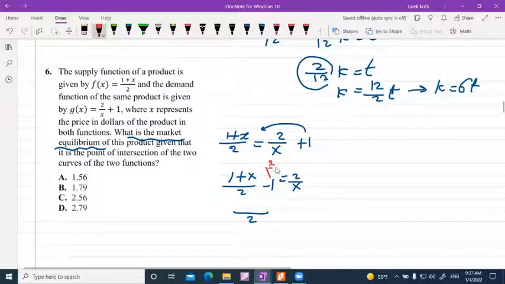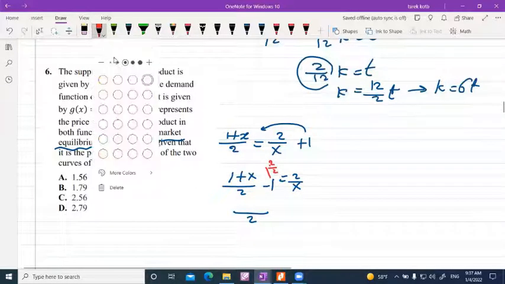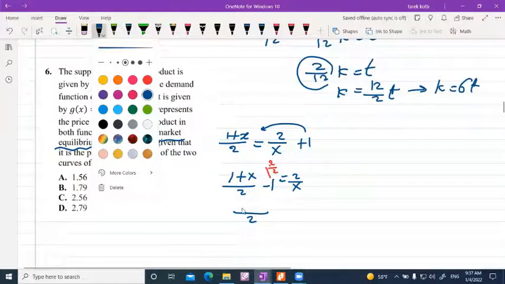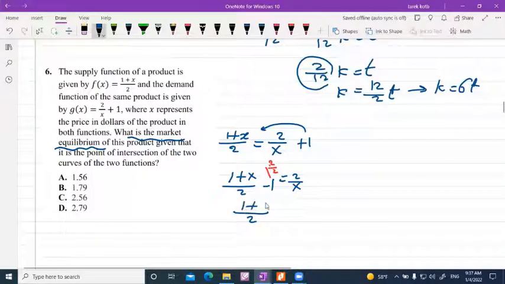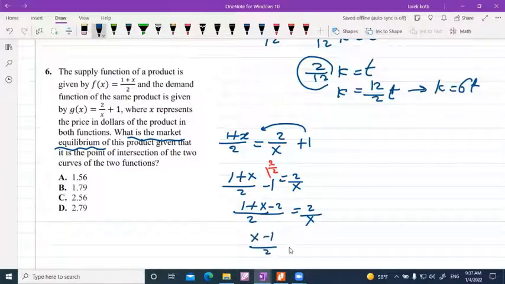This will be 2 over 2. This one will be 2 over 2. So it will be 1 plus (x minus 2) over 2 equals 2 over x. The 1 minus 2 equals negative 1. So it will be (x minus 1) over 2 equals 2 over x.